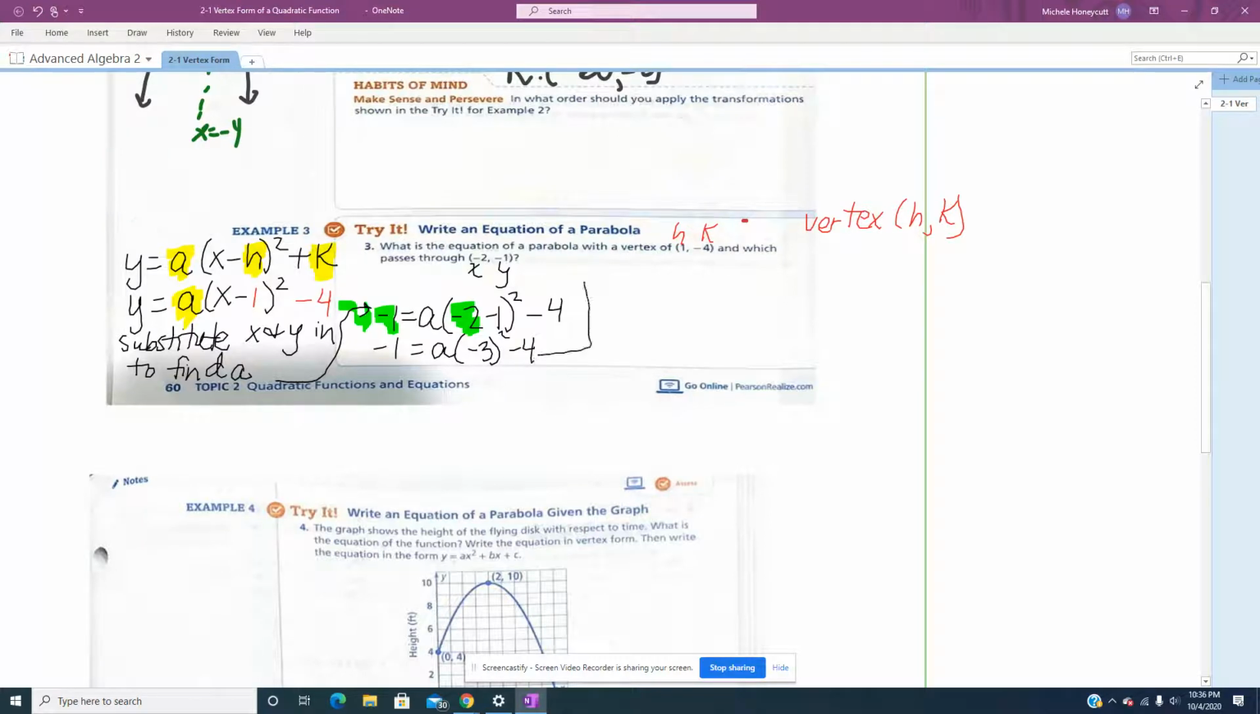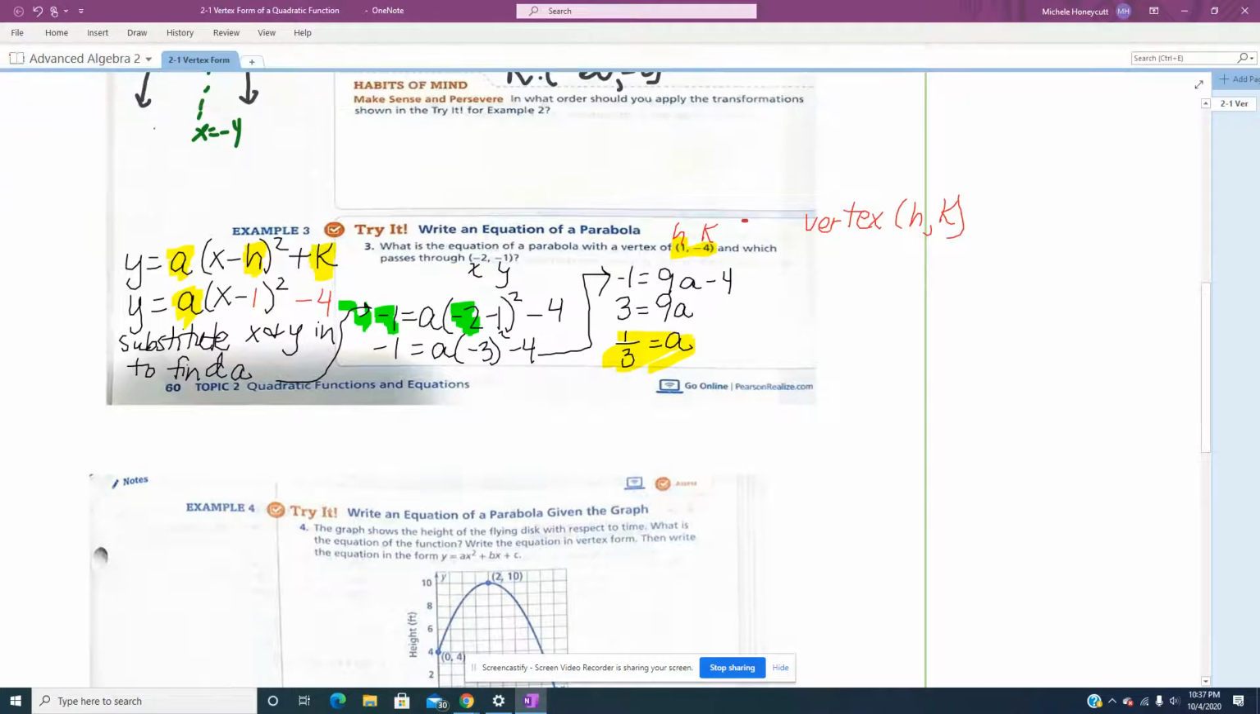Bring that information up over here. I'll have -1 equals 9a minus 4. Add 4 to both sides. We get that 3 equals 9a. Divide both sides by 9, and 1/3 equals a. So now I have my a value. Highlight everything that I know. I know that my a value is 1/3. I know that my h value is 1, and I know my k value is -4.